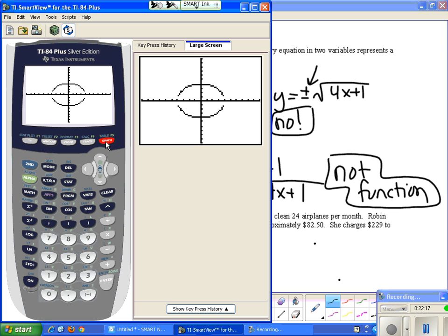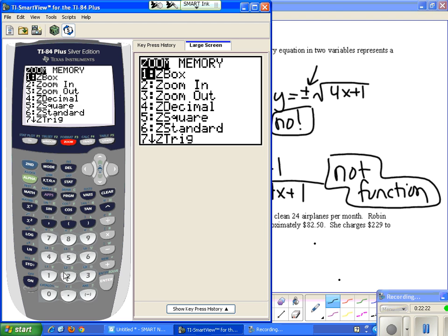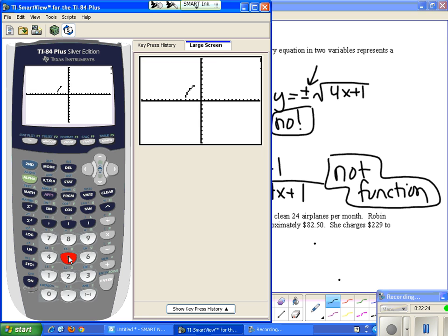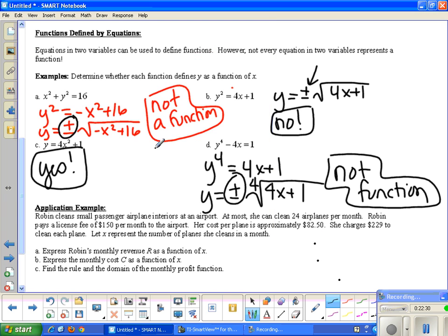If I graph this by hitting zoom 6, notice that doesn't look like a circle, because remember when we're doing these, you want to hit zoom square, which makes it look more like a circle. And if you look at this graph right here, of course, this would not pass the vertical line test, which is why it's not a function.